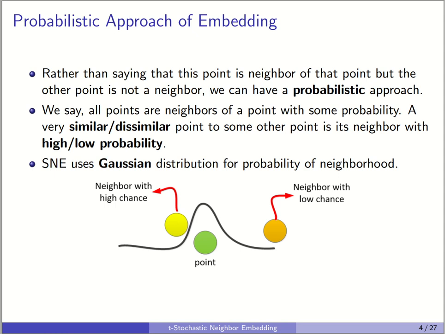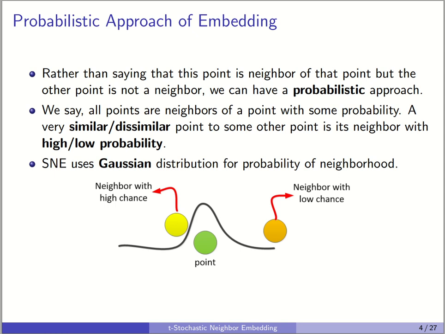Do you remember, in the k-nearest neighbor graph, we say that either a point is a neighbor of another point or it's not. So every point accepts another point either as its neighbor or not. So it's a hard decision. However, let's make it a soft decision. Let's not say that you are my neighbor and you are not. Every point can say that you are my neighbor with high probability, but you are my neighbor with low probability. So every point is the neighbor of every other point, but with different probabilities.